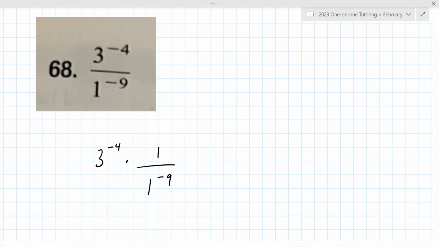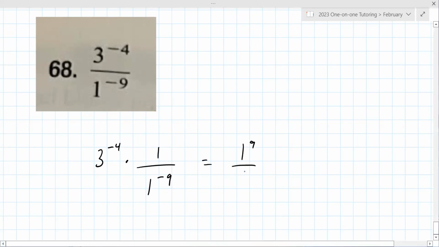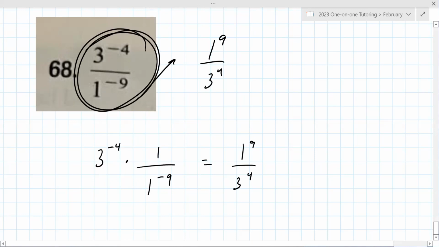Okay. So would this just be 1 to the power of 9 over 3 to the power of 4? Yes, exactly. So when you see a problem like this, you have to literally be like, oh, okay, it's 1 to the 9, 3 to the fourth. Anything that's negative flips, for lack of a better word, moves to the bottom, moves to the top. Okay. So then the 1 to the ninth is 1, 3 to the fourth is 81. Is that okay? Yes.